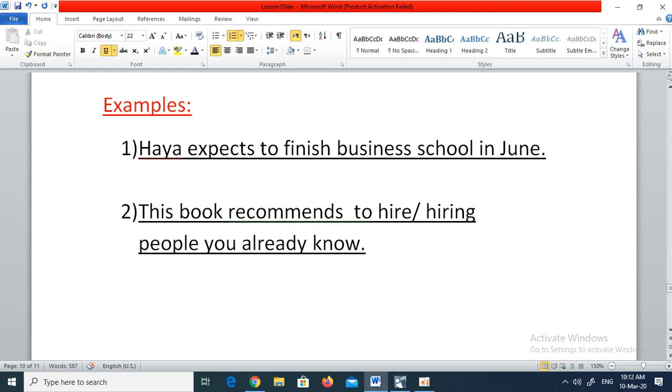Again, we must now decide which is the correct answer. Is it the infinitive to hire, or is it the gerund hiring? The way we work this out is quite simple again. We look at the main verb. Our main verb here is recommends.